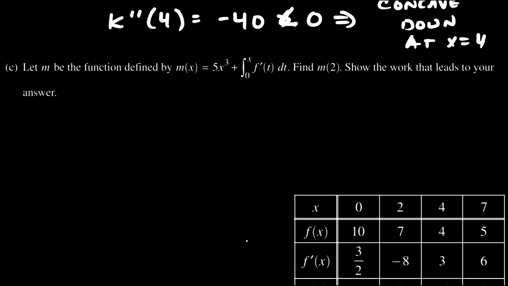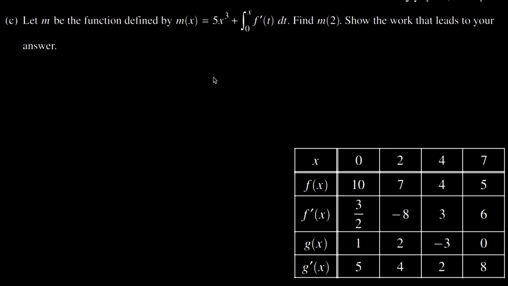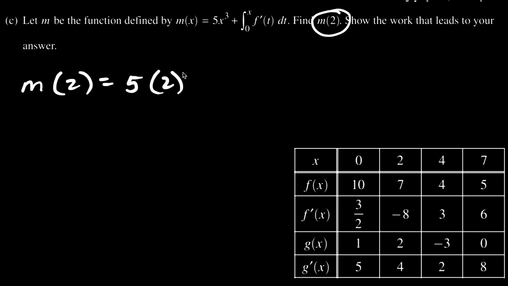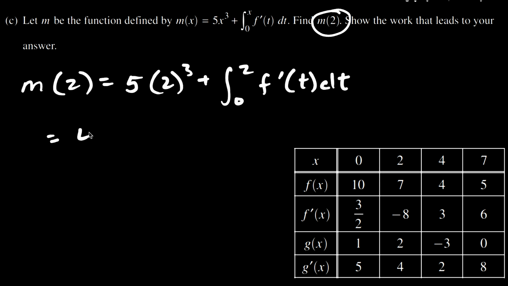All right, on to part C. Our function here is defined by an integral, not so bad, and we're just looking for the value at 2. It looks a little complicated, but let's just go ahead and substitute it and see what happens. So m of 2, we just substitute 5 times 2 to the third plus the integral of 0 to 2 of f prime of t dt. So the first part's real easy. 2 to the third is 8 times 5 is 40.